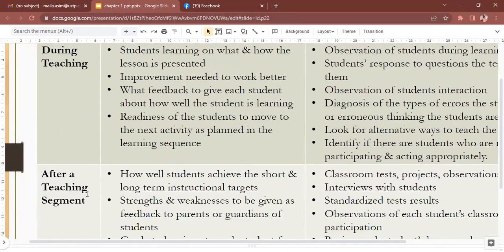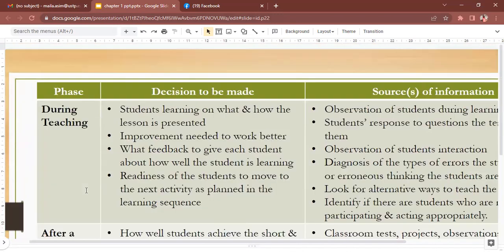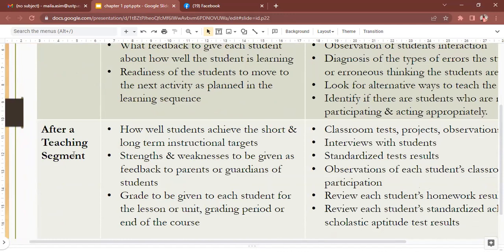After, okay? After. So there are decisions to be made, no? After, how will the students achieve the short and long-term instructional targets? So can the students meet the short targets or long-term targets, like our objectives and goals? We see it here, and then what assessment will we do.